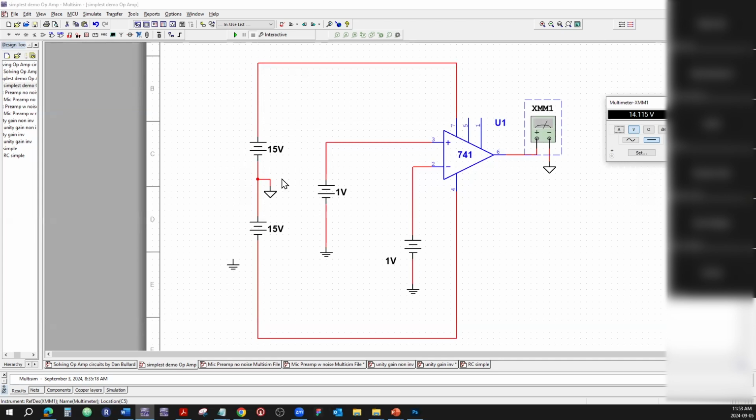And what do we have here? We have 1 volt applied to this, and independently we have 1 volt applied to the other input. So here's the non-inverting input and the inverting input. Let's simulate the circuit. Should be 0, right? But it's not, because Multisim is trying to simulate reality.